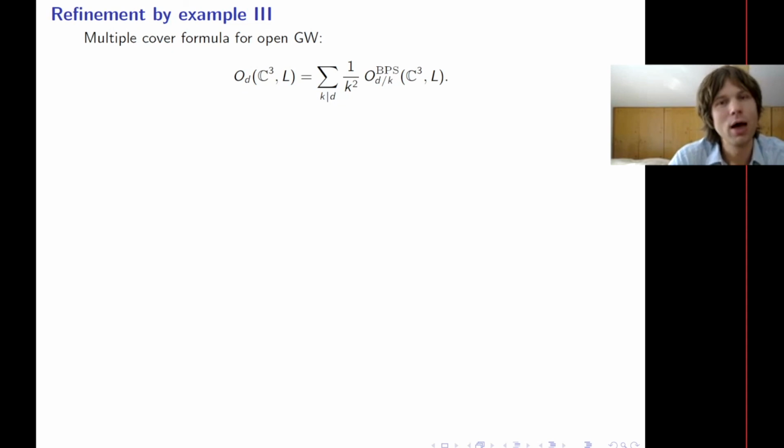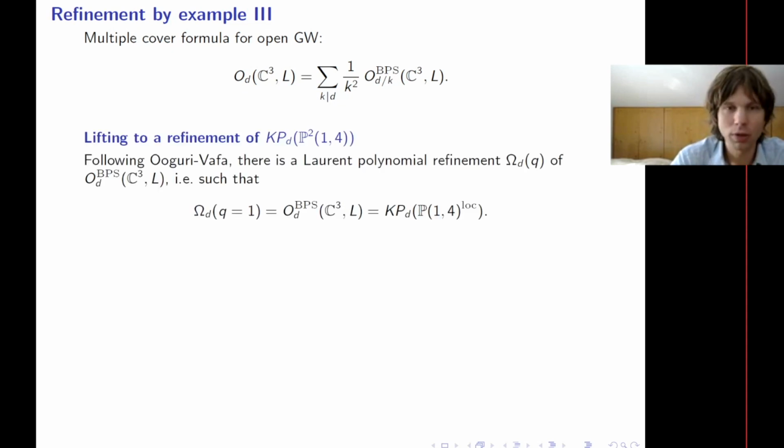Well, remember, this is the multiple cover formula for open Gromov-Witten invariants, and now you start with this formula and you just extend it to higher genus. And this was done by Oguri Rafa. So this is about disks. They tell us how to refine this formula, how to extend it to higher genus. And so this produces a Laurent polynomial refinement, Omega d of q, of these BPS numbers. And it has the property that if you set q to be 1 in this polynomial, you get back the BPS numbers, which are the KP numbers.